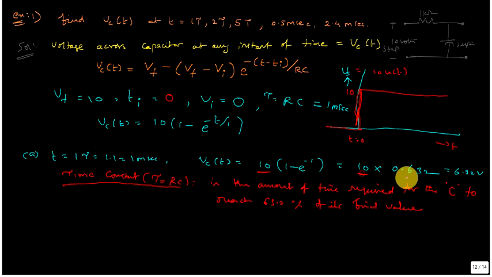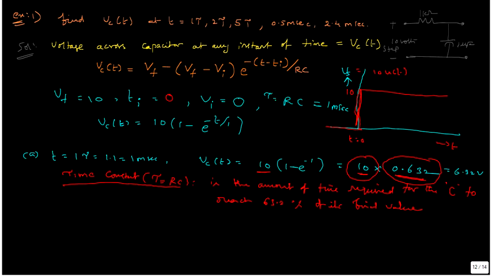Now 10 is multiplied with 0.632, that's why it is becoming 6.32. If you apply 5 volts, it will become 3.16. So this will be the final value that is going to be stored by the capacitor, but this is the percentage of the final value stored in one time constant. Time constant is only in the e power something, so e power minus 1. 1 minus e power minus 1 is nothing but 0.632. So the time constant is the amount of time required for the capacitor to reach 63.2% of its final value.